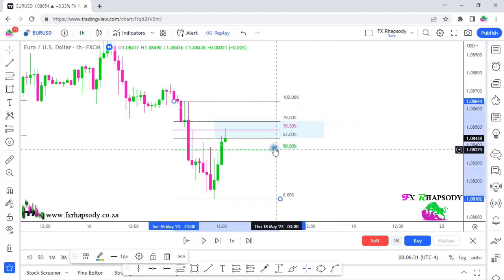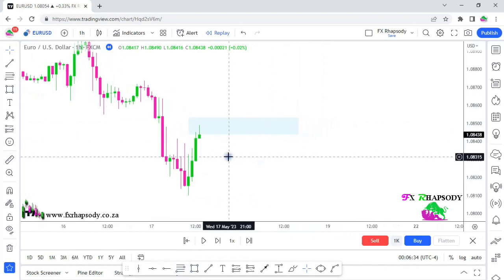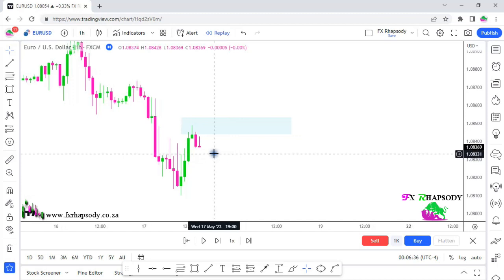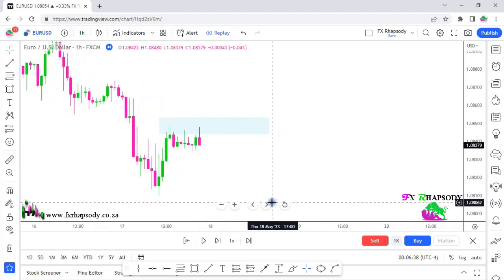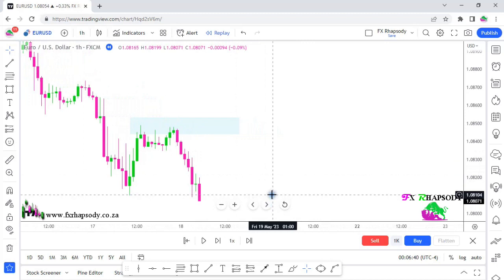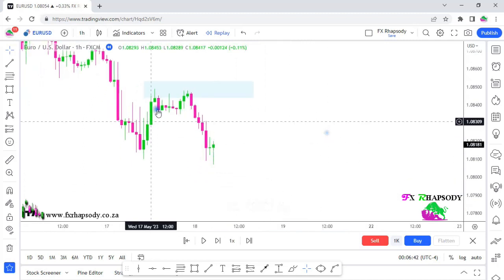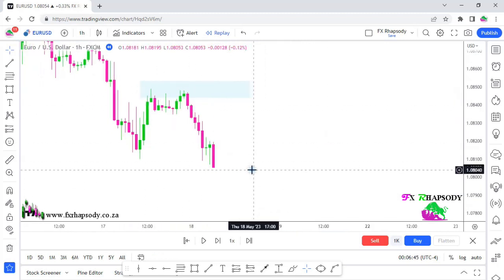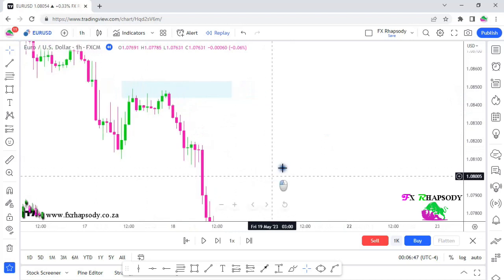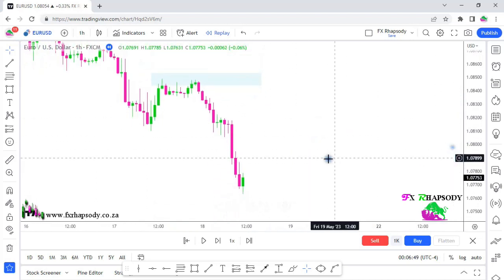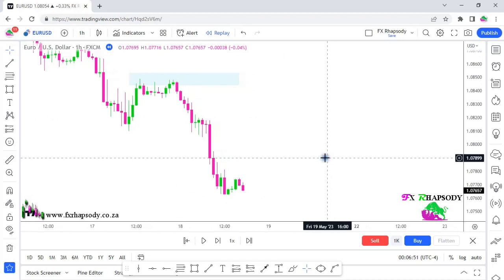I'm just going to take this out. So that's our sell opportunity in the market. As we can see, price hitting that. Price just moving into that. And you can see price moving down again. So that is 2 entries, again on the 1 hour time frame, that you could have taken.